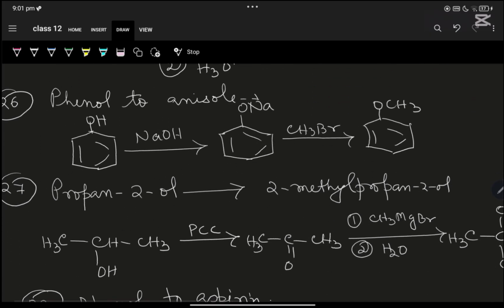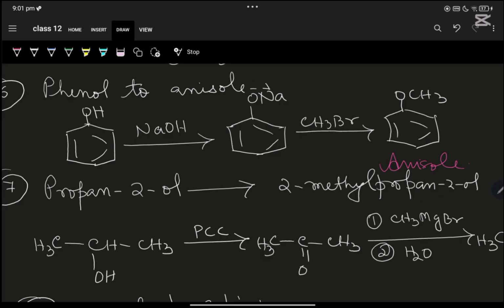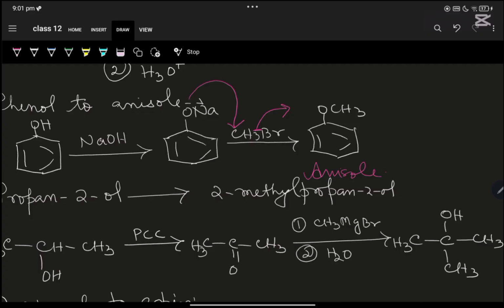Phenol to anisole. This is anisole, OCH3, methoxybenzene is anisole. What you can do is give NaOH and get sodium phenoxide, and then give CH3Br, you will get OCH3. Why? This is Williamson synthesis. See, this is sodium phenoxide. So this is acting as a nucleophile, now attacking over C, and then Br is leaving. So this is the Williamson synthesis of formation of ether. Now here you are converting it to sodium phenoxide and then CH3Br.